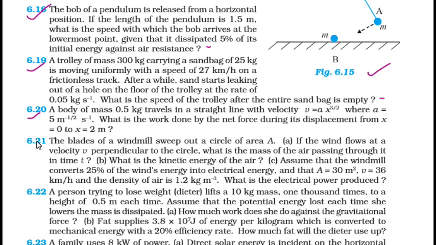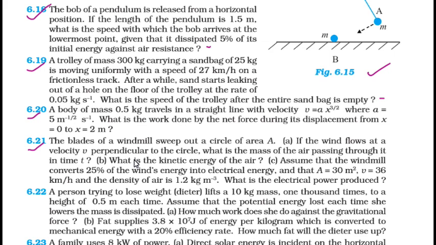Let us see the next question. 6.21. The blades of a windmill sweep out a circle of area A. A. If the wind flows at a velocity v perpendicular to the circle, what is the mass of the air passing through it in time t?